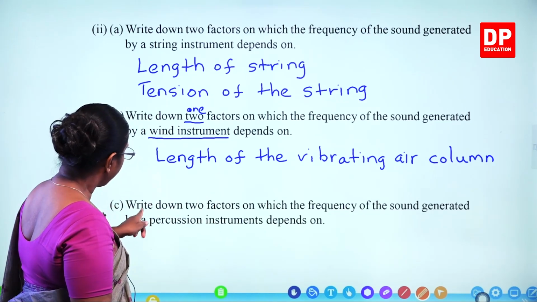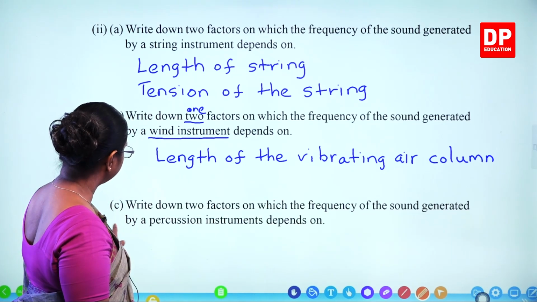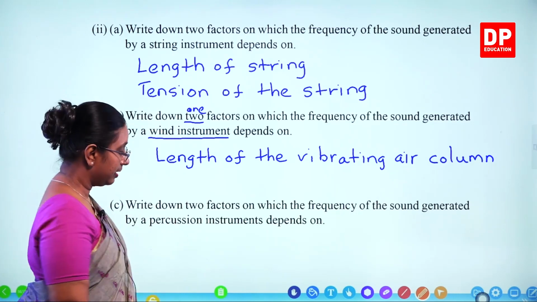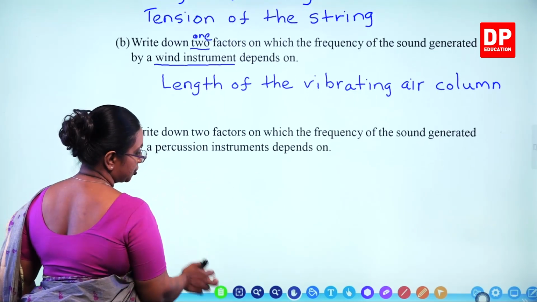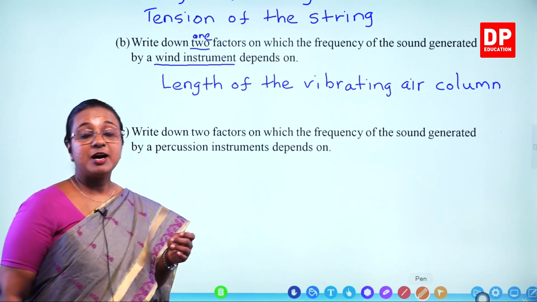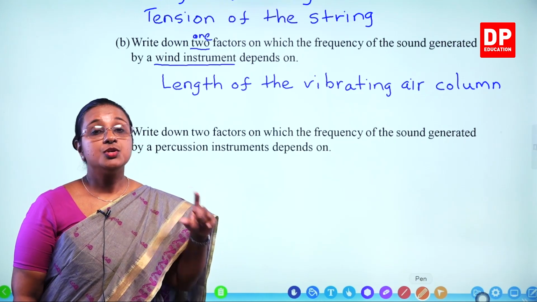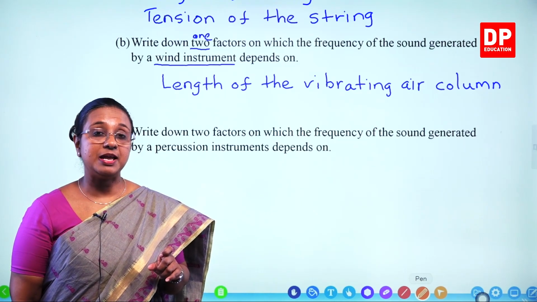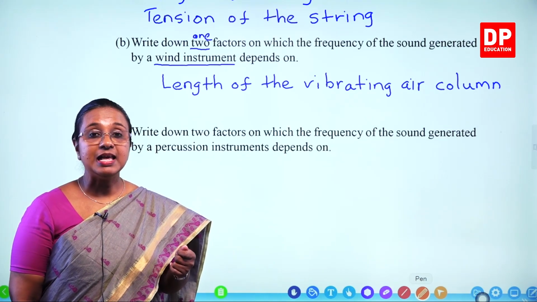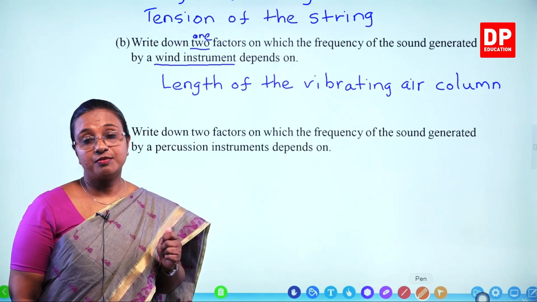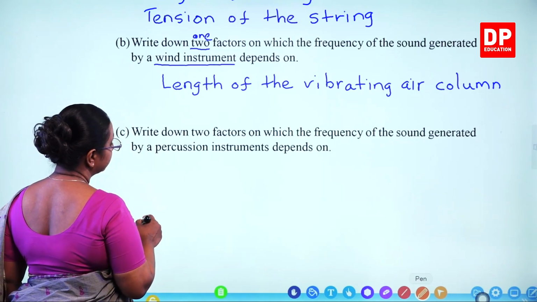The last one. Write down two factors on which the frequency of the sound generated by a percussion instrument depends. You all know how sound is produced by percussion instruments. Either by the vibration of a membrane or a metal plate or rod. So, what does the frequency depend on? It depends on the tension of the membrane or the metal plate and the surface area of the membrane or the metal plate. So, here they want us to write two factors again.